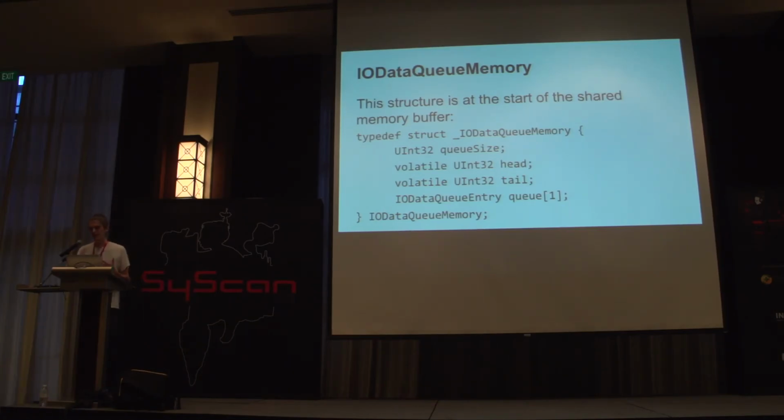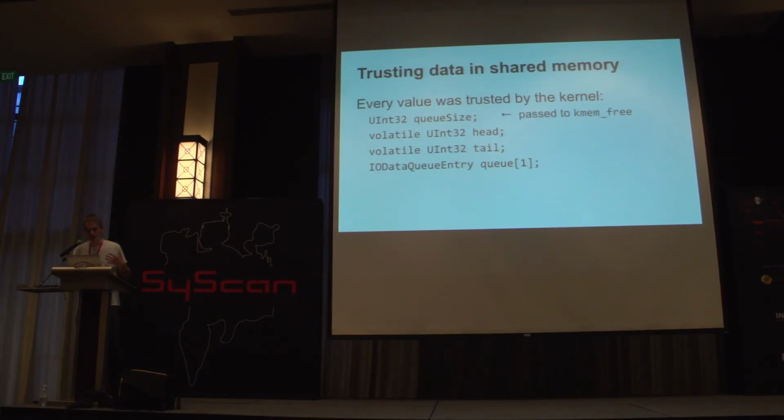The way that IODataQueue sets up this shared memory structure is simply to make a kernel allocation, share it with user space, and have these 3 integer values at the start of the shared memory: the queue size, the queue head index, and the queue tail index. And then, as you can see here, this is just followed by the inline queue data. Hopefully, this stands out as being very wrong, because every single one of these values was completely trusted by the kernel.